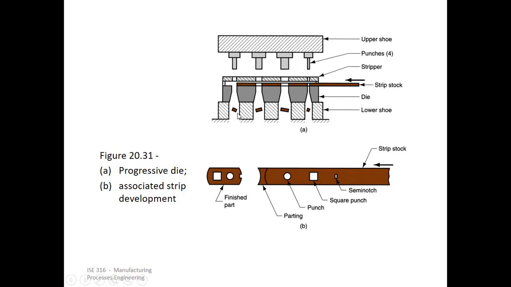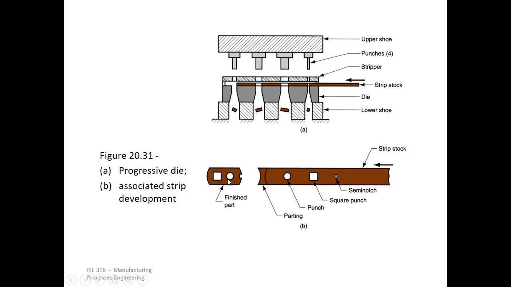The lower shoe, or basically this is your lower die. The lower shoe, in the sense that it supports the die, right? The upper shoe basically slides down, right? This is fixed. So the punch would be sliding down. So when the strip moves to the left, you can see the orientation goes from right to the left.